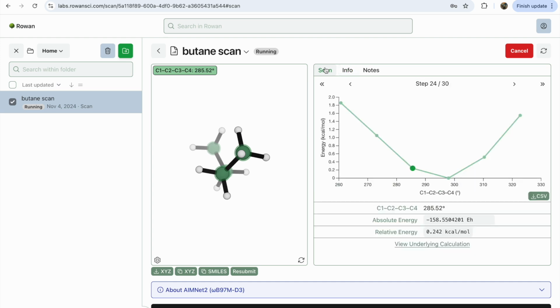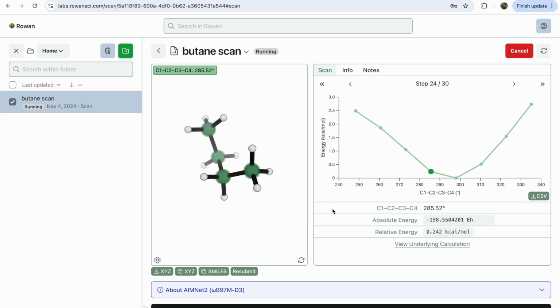And what we can see is that this is actually so fast that we're already seeing these optimizations finish. It helps that butane is such a small system. And so each of these points represents a different geometry that's been optimized with the constraint that this dihedral indicated is frozen. And we can see how the energy changes as we move along this coordinate.